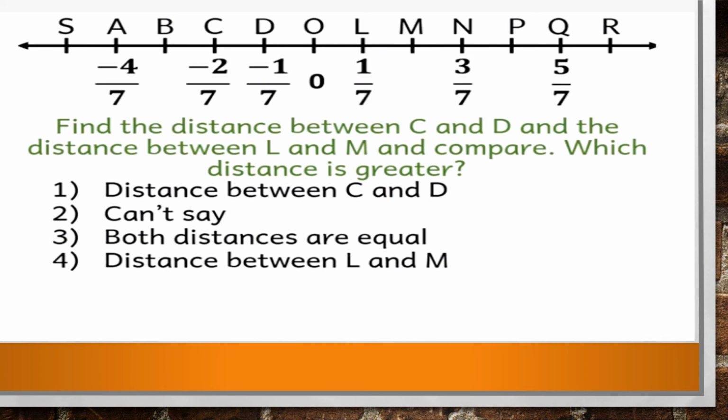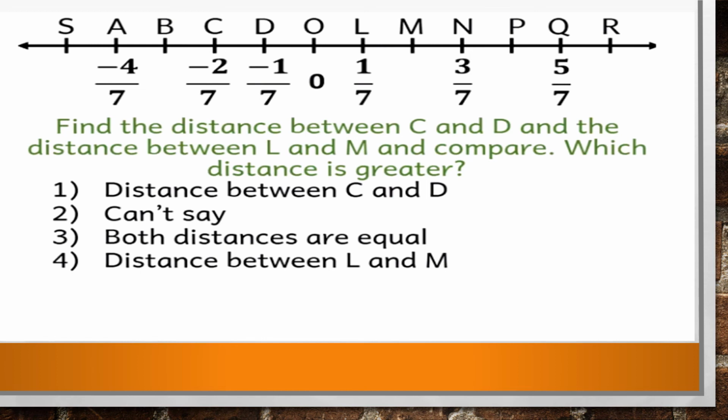First find out the distance between C and D, do the minus, subtract the smaller number from the greater number, get the value, get the distance between C and D, then find the distance between L and M, and same thing you will do, subtract the smaller value from the bigger value and get the distance for L and M, and then you have to compare whether the distance between C and D was more or the distance between L and M was more, okay.